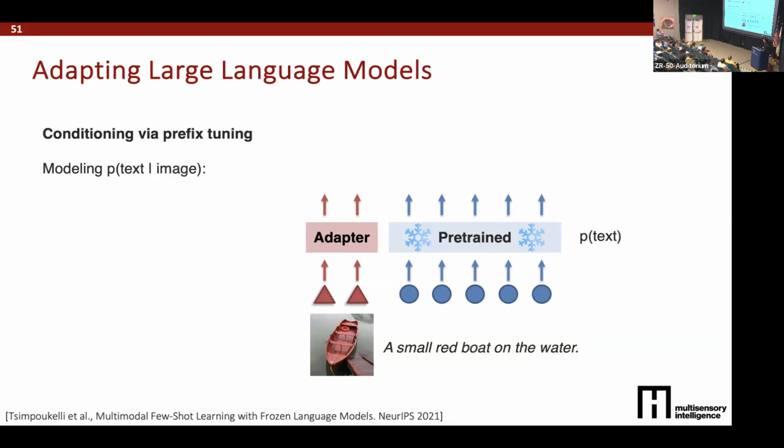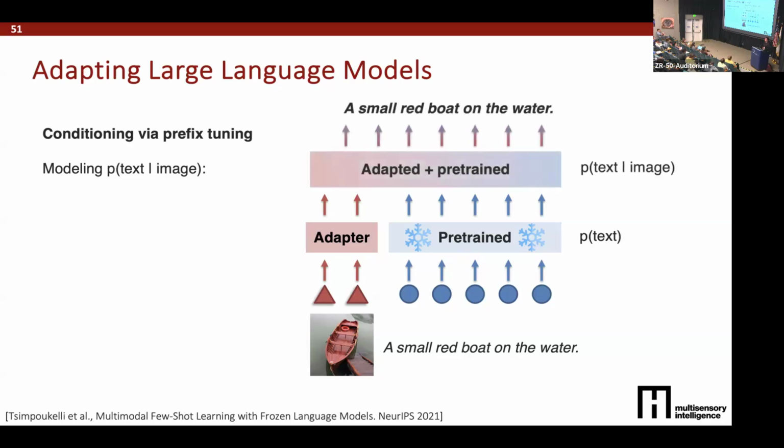So the adapter will be prefixed and prepended in front of the LLMs, and that gives you an adapted plus pre-trained model, right? One that first takes in the adapted features from vision into the token input space, and then takes in the words through the frozen LLM. So this is called prefix tuning. It works for text. You can add previous text instructions, but it also works for other modalities like images and so on.